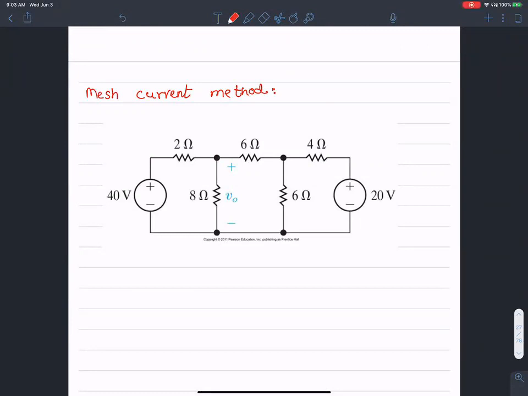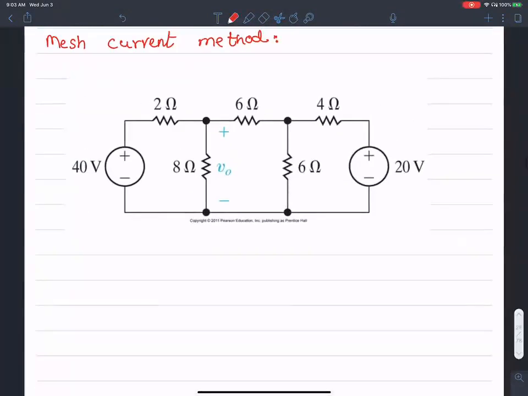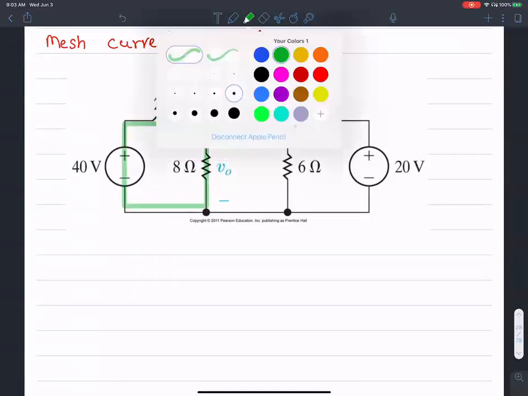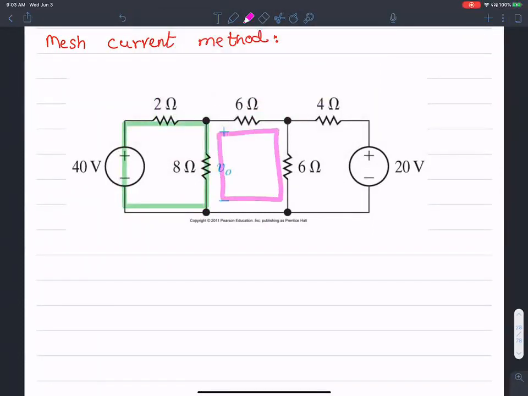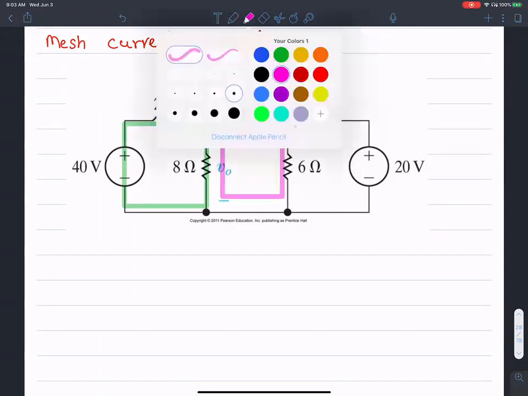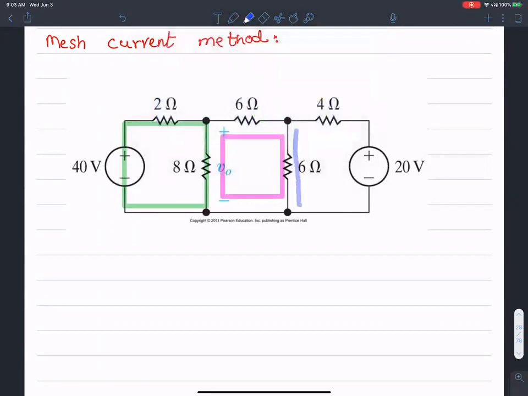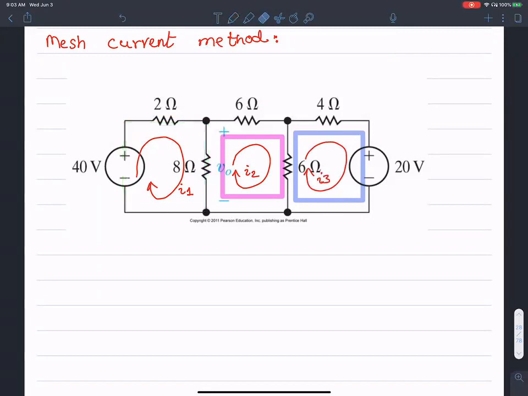The idea is I'm going to start by identifying 3 meshes. The first one is that one. Then there is another mesh, this one. And then there's a third one, this one. Corresponding to these, I'm going to set up 3 currents. So pay attention: this one I'm going to call I1, this one I2, and this one I3. So there are 3 meshes that I identified, and corresponding to those, I'm going to identify 3 currents, one in each of these meshes.